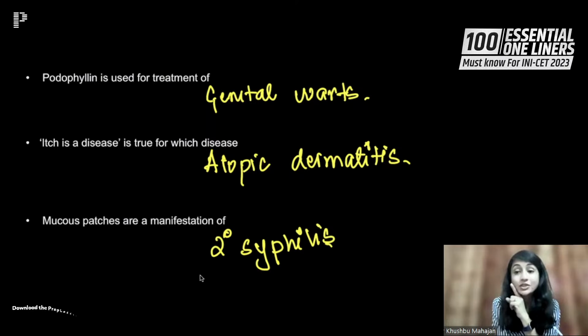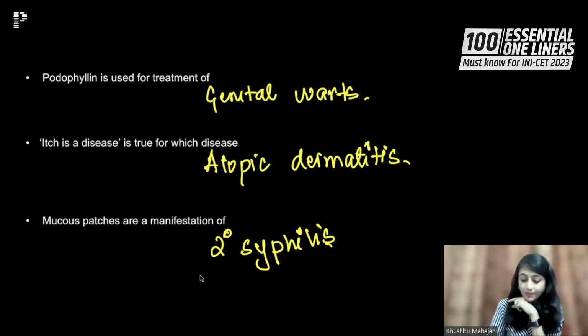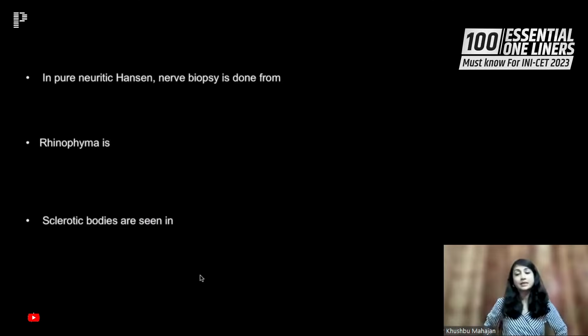Lichen planus presents with reticular white patches. Lacy reticular pattern is seen in lichen planus. Mucus patches are a feature of the secondary stage of syphilis.